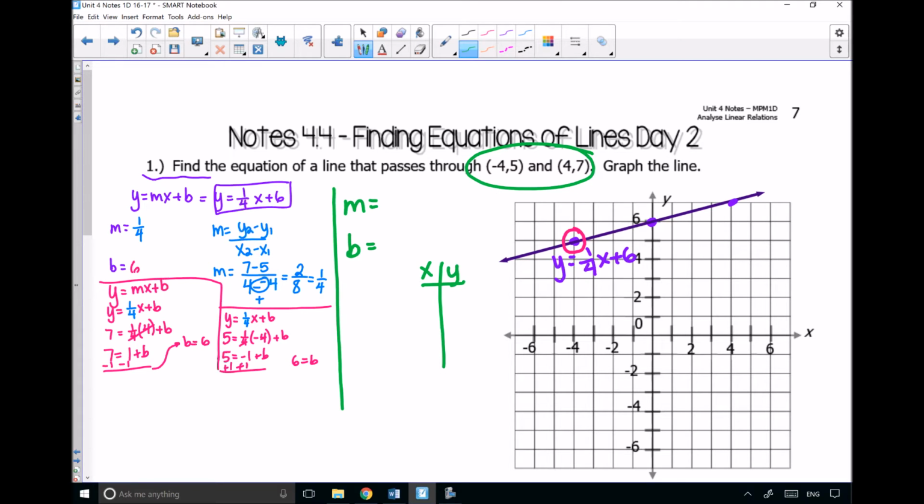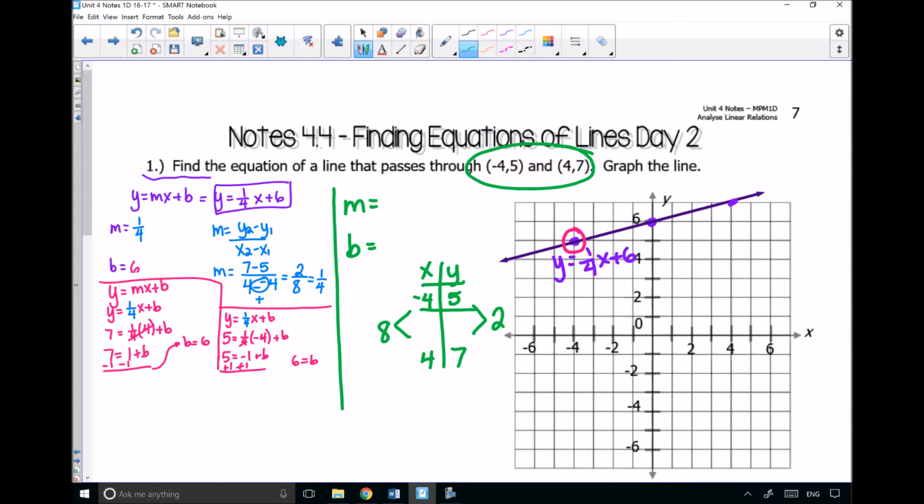So I've got x and I've got y. And I know that this is -4, and I know that this is 4. And -4 matches up with 5 for y, and +4 matches up with 7 for x. So I'm going to do my change in y, and I see that my change in y is going up by 2, and my change in x is going up by 8.